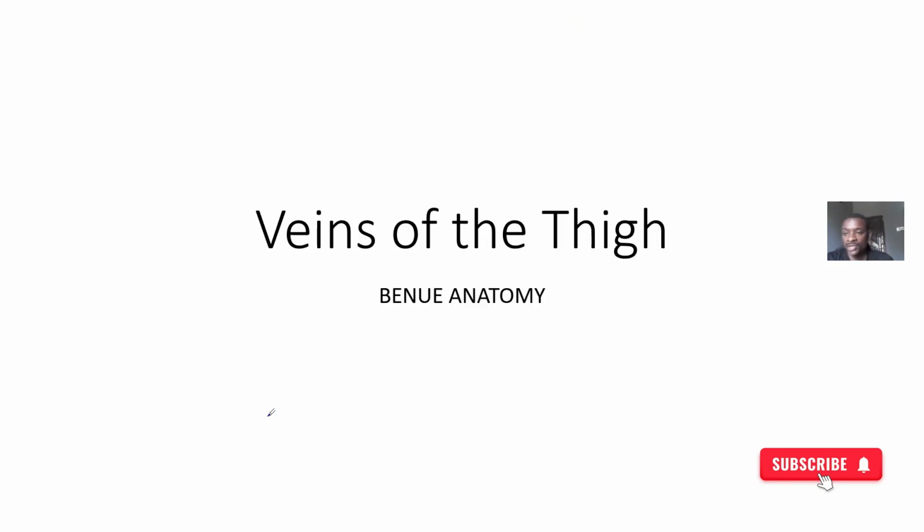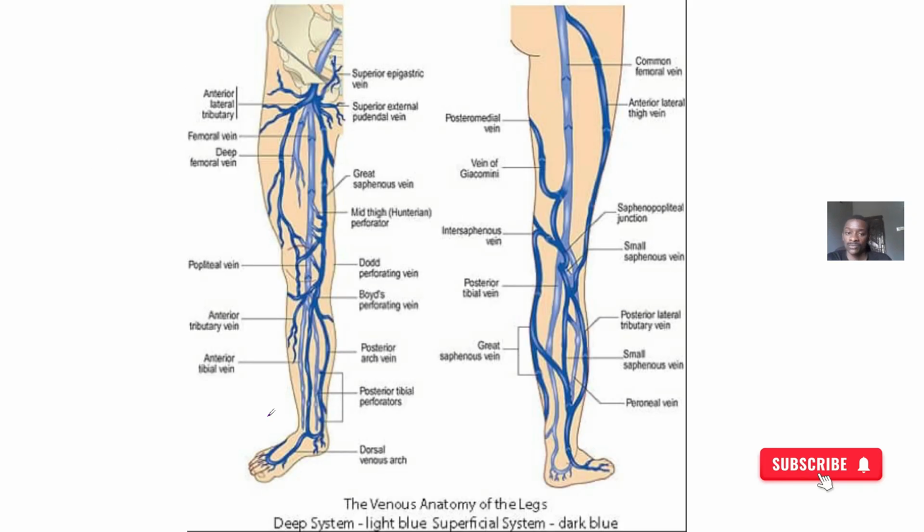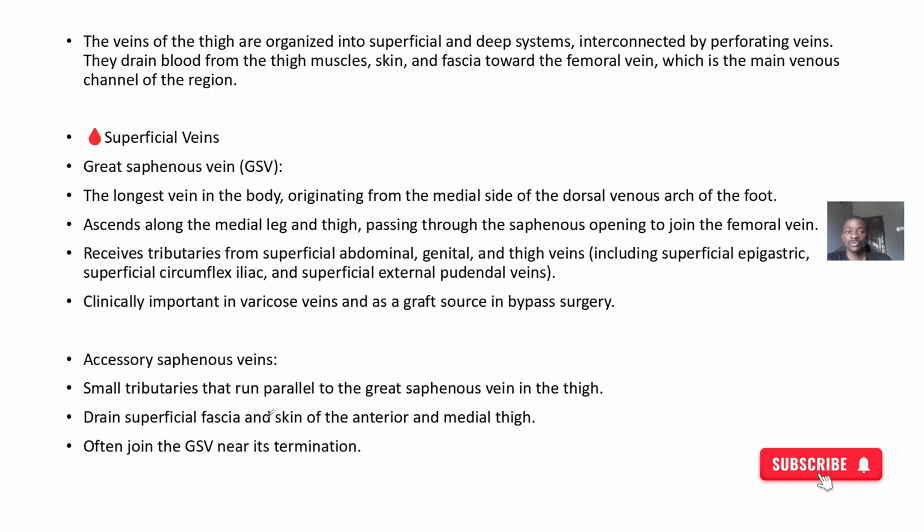We're trying to look at another category of blood vessels in the lower limb, and this is what is known as veins of the thigh. We'll look at all of the different veins that fall under this, the superficial and the deep ones. So veins of the thigh, we know that they are organized into the superficial and the deep ones.